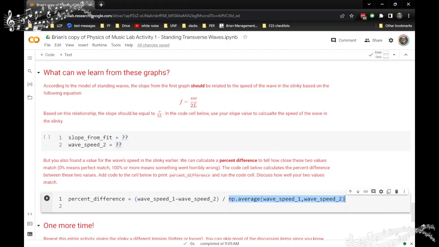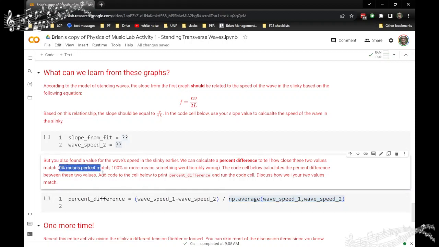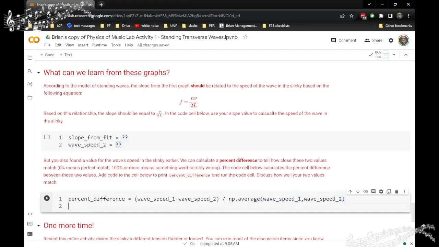And so percent difference we interpret this way, that if your percent difference is 0, it means you had a perfect match. 100% or more means something went horribly wrong. Usually in an intro physics lab, you're going to see percent differences less than about 10%. If you ever get more than that, you want to go back over your data, see what might have happened. But that's pretty much it. That's how we get through our first lab activity here, learning about wave speed using a Jupyter Notebook.